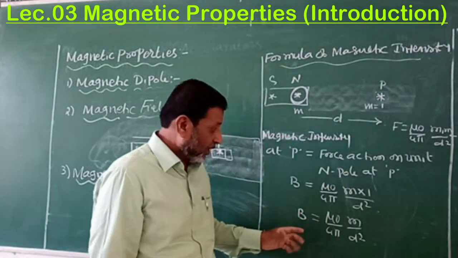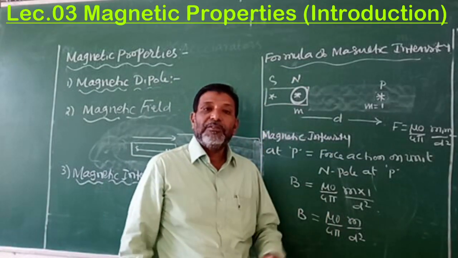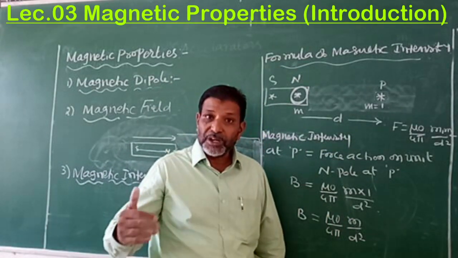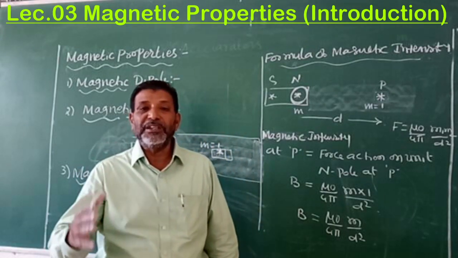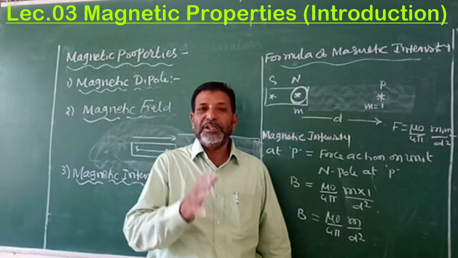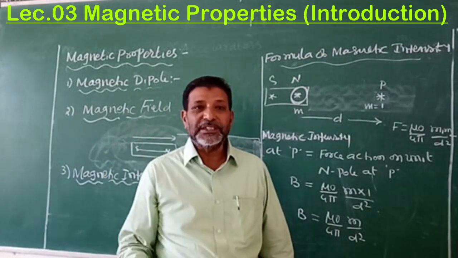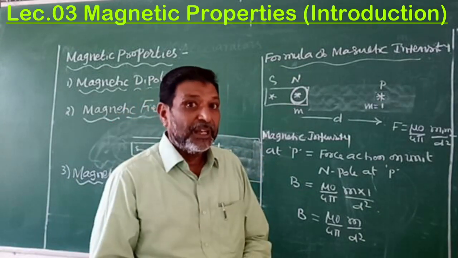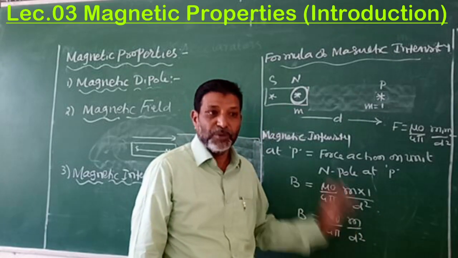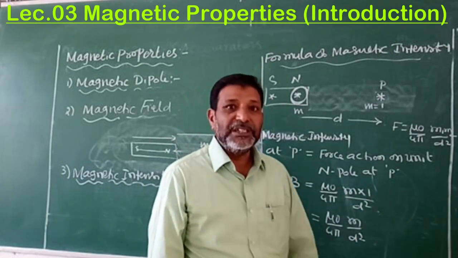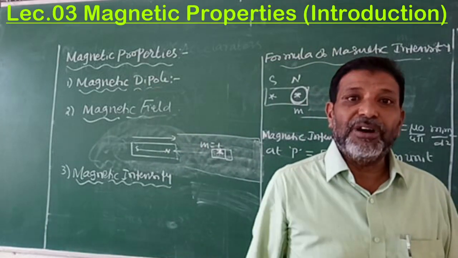Now, listen here. This is a very useful formula for deriving the formulas of the magnetic intensity at any point on the axial line of a dipole and on the equatorial line of a dipole, which we are going to discuss in the next class. This formula is the most useful formula for you, and there you can see that we are using this formula in the derivation of those formulas.